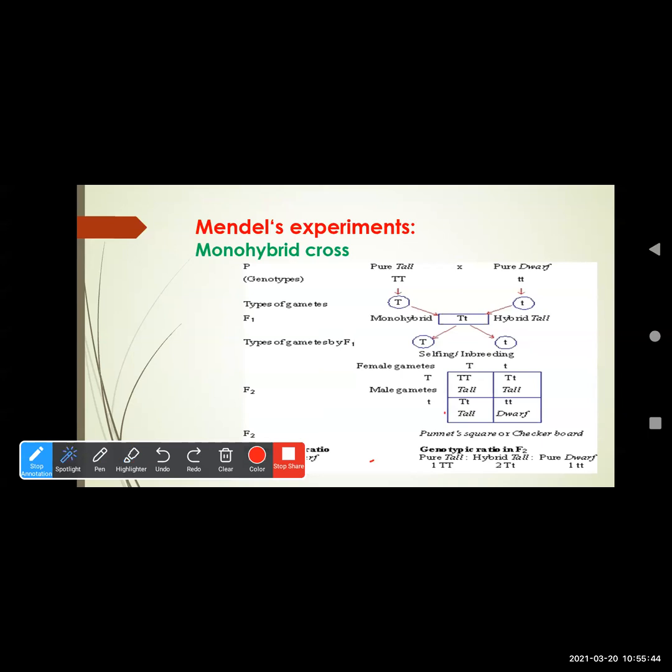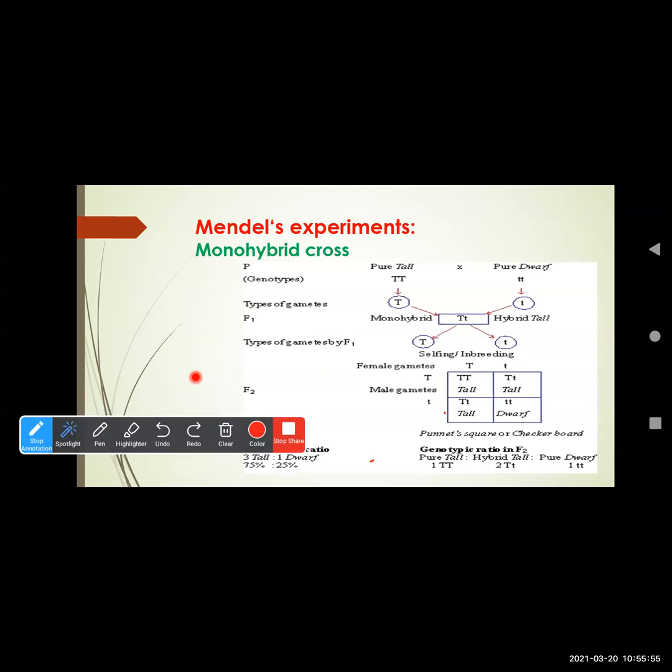I am trying to show you with the help of a spotlight. Okay, I found it. So here it is. So selfing is done. And you can see here, this table is called the Punnett square, and we have seen how to write male gametes and female gametes and how to do the cross.